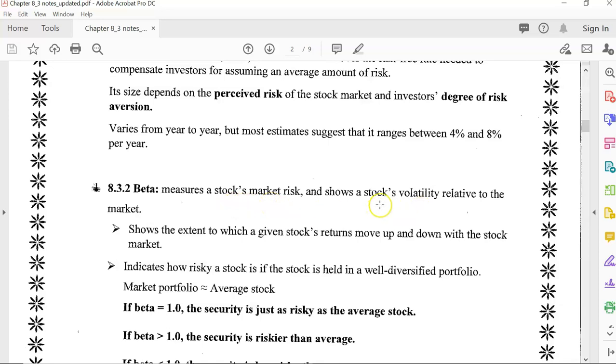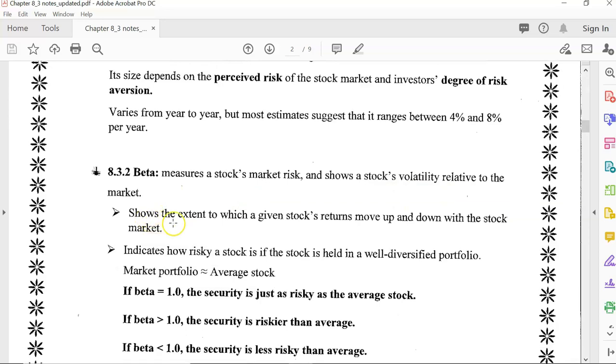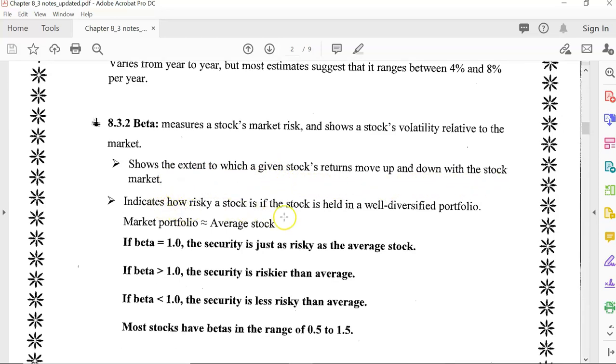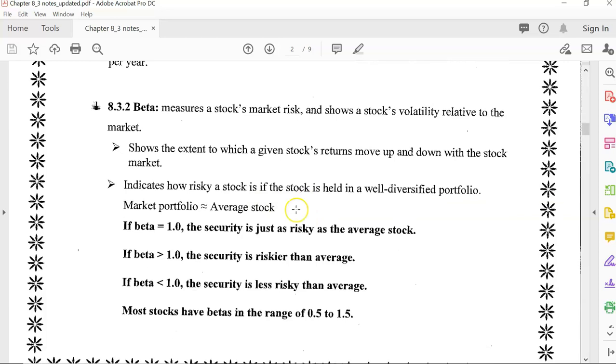It's the relation of the stock's risk or stock's volatility relative to the market portfolio. It shows us the extent to which a given stock's return moves up and down with the stock market. It indicates how risky a stock is if the stock is held in a well-diversified portfolio. Again, it measures the stock risk premium if we multiply it by the market risk premium.